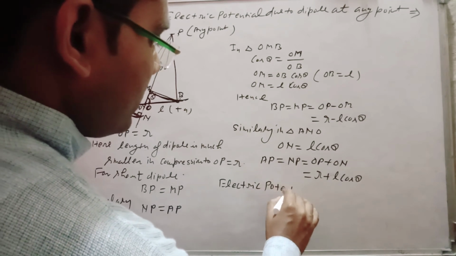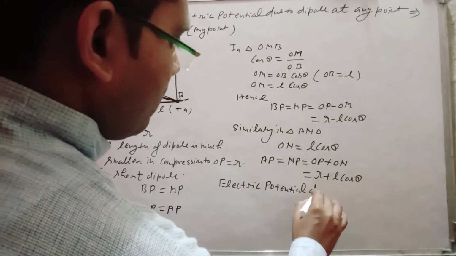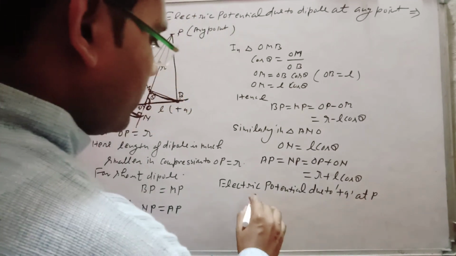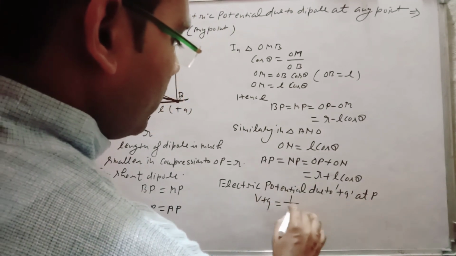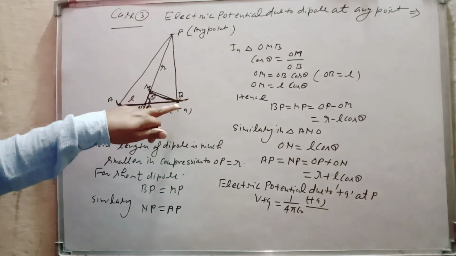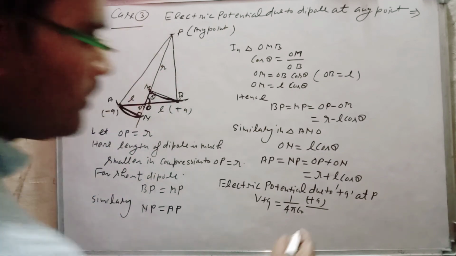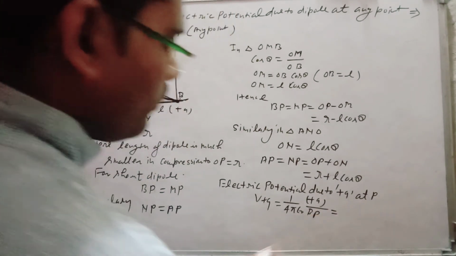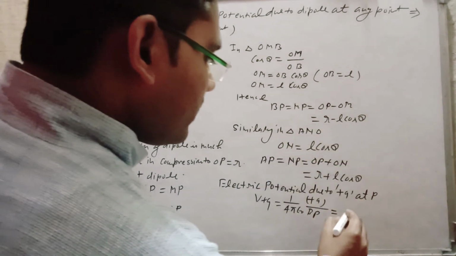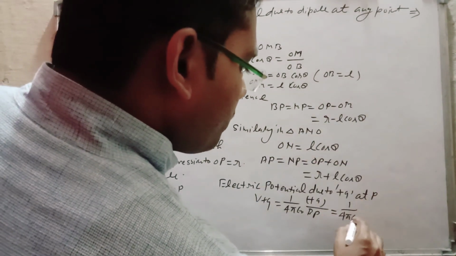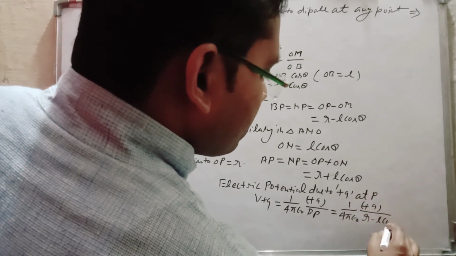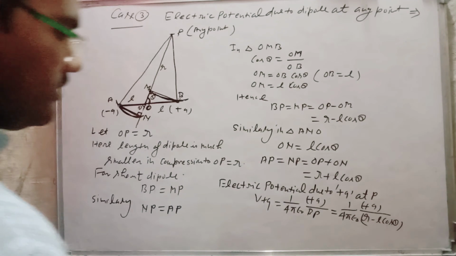Electric potential due to plus Q at P. V plus Q is 1 divided by 4 pi epsilon naught times plus Q divided by BP. And what is the value of BP? BP is equal to R minus L cos theta. So it is 1 divided by 4 pi epsilon naught times plus Q divided by R minus L cos theta.